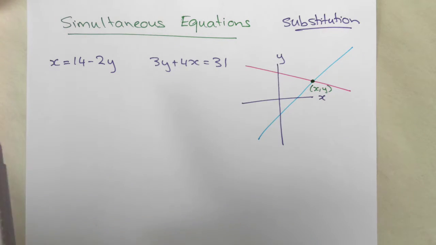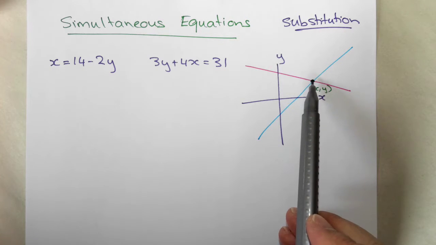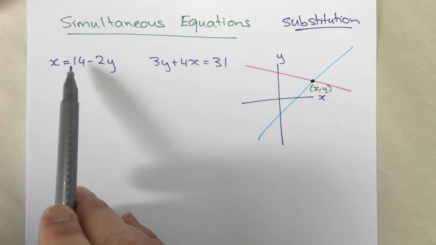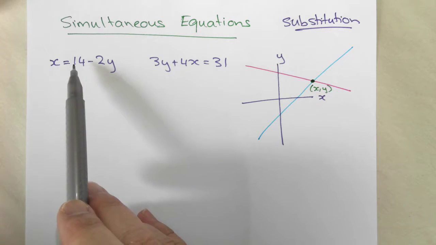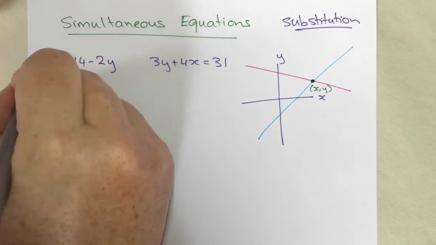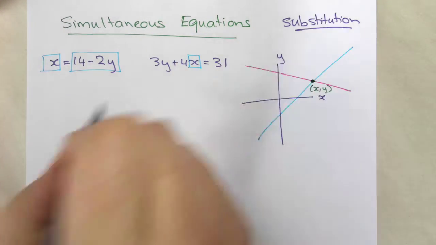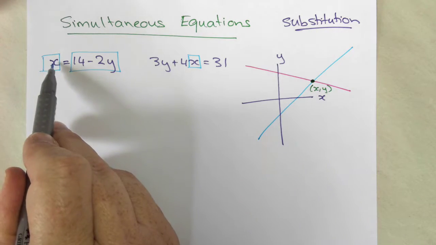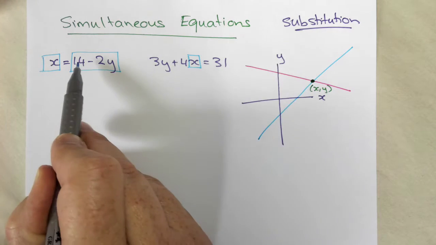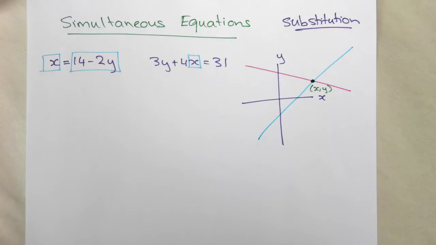In substitution, remember we've got two equations, they meet at a point, and we're trying to find this x and y coordinate where they meet. In substitution, you'll always have an equation where x equals stuff or y equals stuff, a variable equals a bunch of stuff, and then you've got another equation. What we know is that if x is equal to 14 minus 2y, then when I've got an x in this equation, I can substitute in place of x this expression which is equal to x. So I can replace this x with 14 minus 2y because x is equal to that. And that's what I'm going to do.